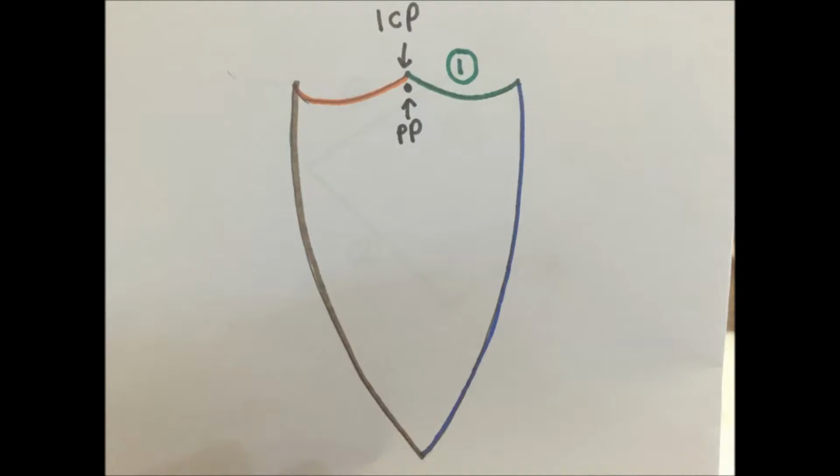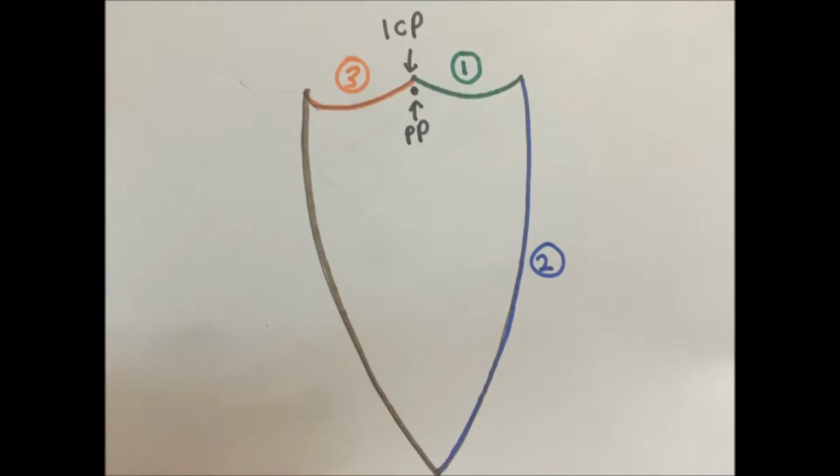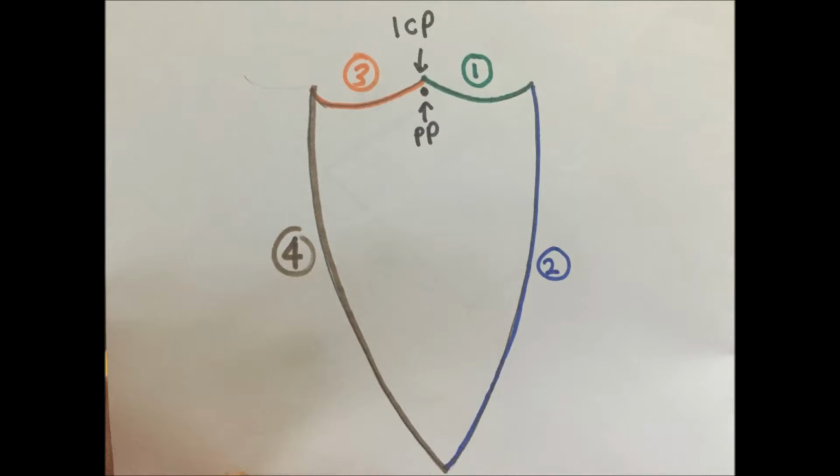This is the frontal border. The first line is the left lateral superior movement of the mandible. And the second line is the left lateral opening of the mandible. The third line is the right lateral superior movement of the mandible. And the fourth line is the right lateral opening of the mandible.